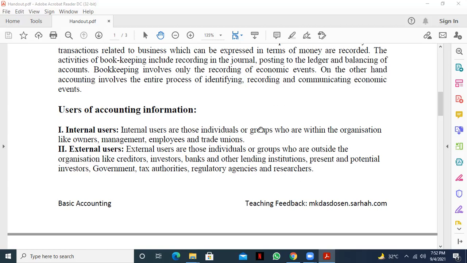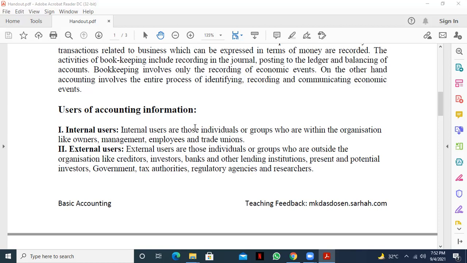Different trade union, বিভিন্ন মালিক সমিতি থাকে, তারা বিভিন্ন রকমের রেট নির্ধারণ করে দেয়, তাদেরকে আমরা ইন্টারনাল ইউজার বলতে পারি। And next is the external user. External users are those individuals or groups who are outside the organization, like creditors, investors, banks and other lending institutions, present and potential investors, government, tax authorities, regulatory agencies, and researchers. As the name suggests, they are outside the organization and not involved with the company.